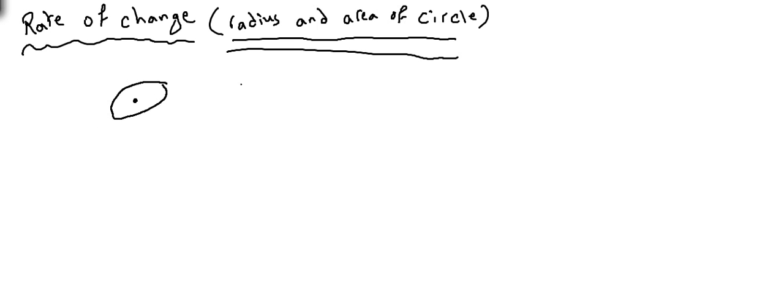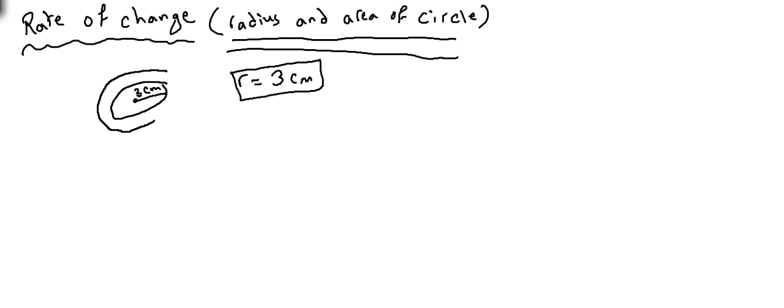Suppose that this circle has radius r equal to 3 centimeters. The radius is for sure 3 centimeters. But what happened after that? After that, I can see that this wave is getting bigger in circles, right? And bigger as time moves, right?